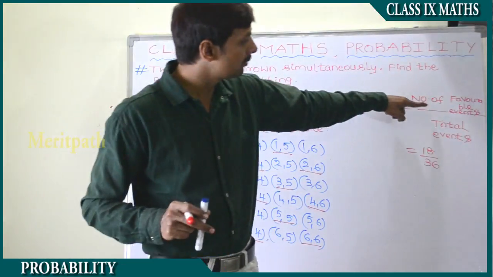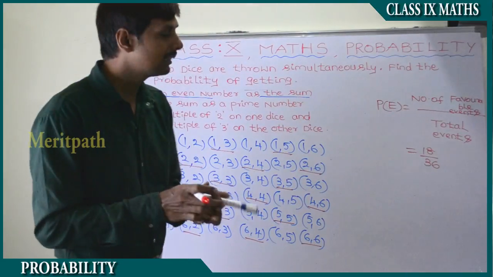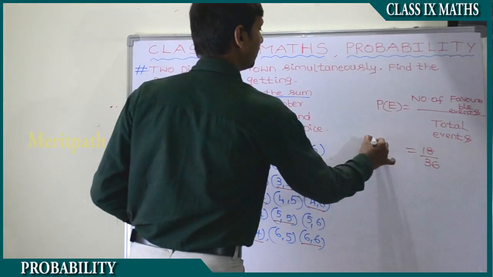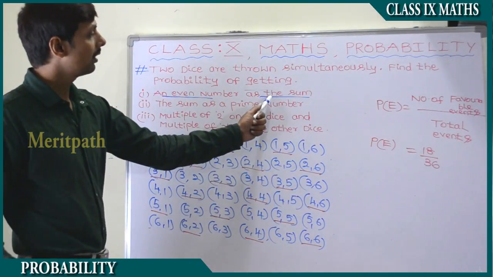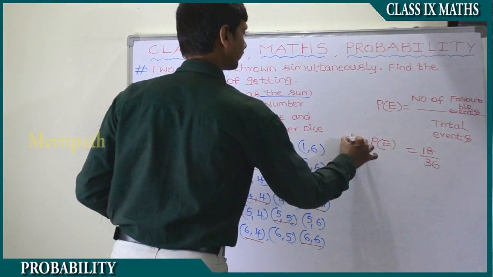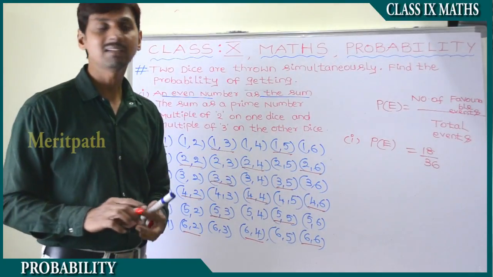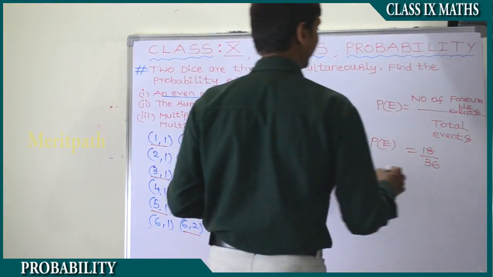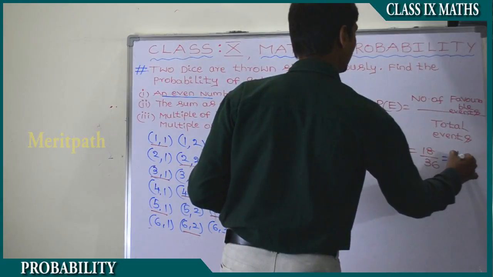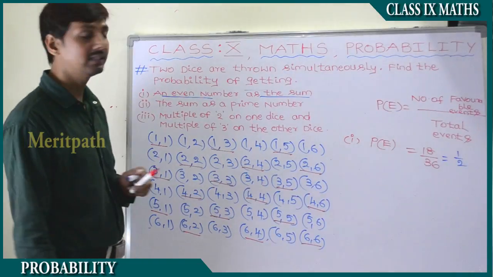So the number of favorable events is 18. The total number of events is 36, and that is the probability of an event which has an even number as a sum, the first one. So 18 divided by 36. Let's cancel this: 18 divided by 36 gives 1 divided by 2.